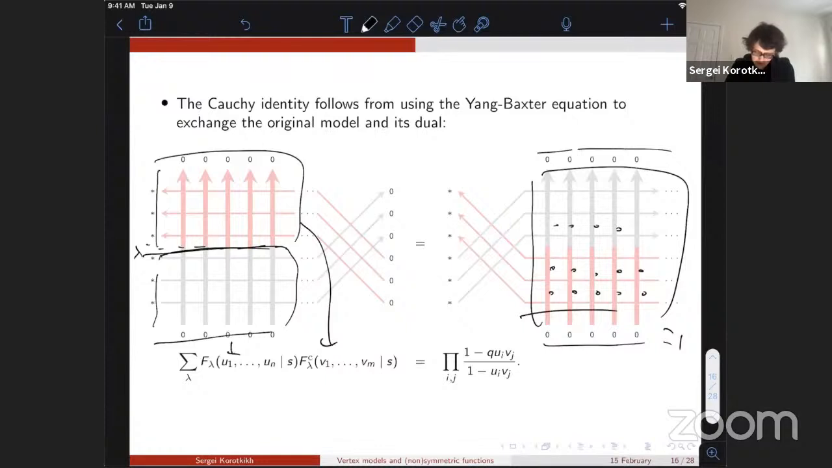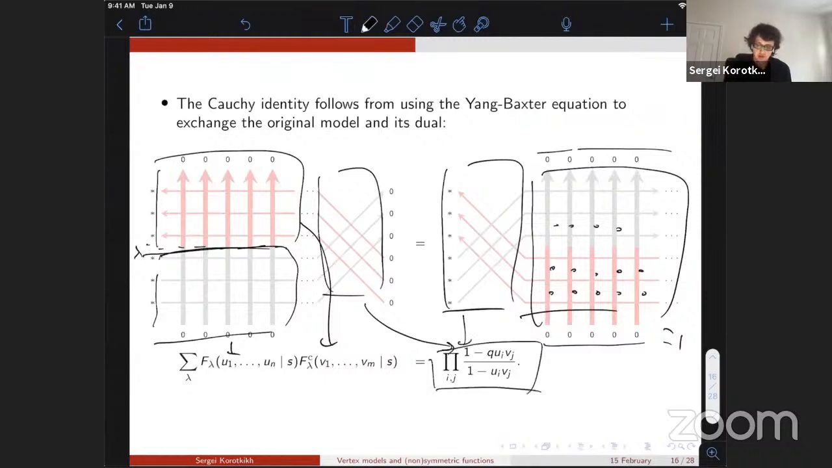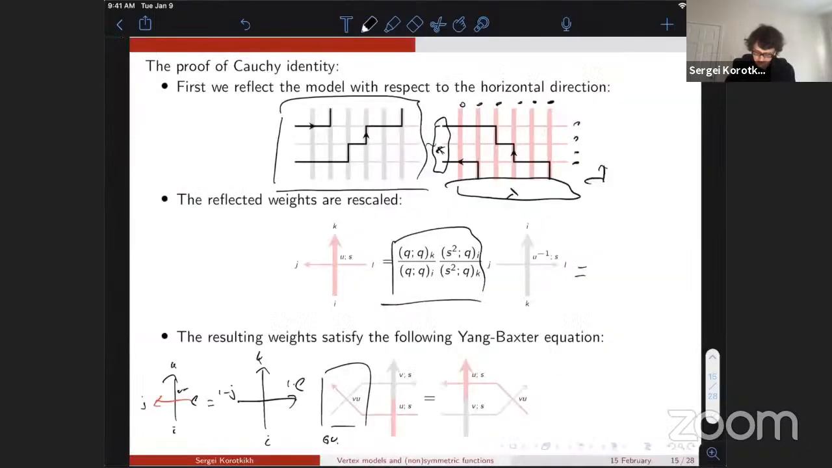Now, these additional vertices I have added on the left and on the right can be explicitly computed, and they will result in this Cauchy kernel of the Cauchy identity. This computation is simple, but I just don't want to give it because it's slightly technical due to the free boundary conditions on the left. But basically, after encoding our original functions and dual functions as vertex models and using the Yang-Baxter equation, we can prove the Cauchy identity. This is not big technical work. Let me return to the original slide here.